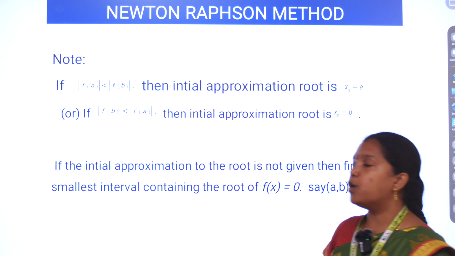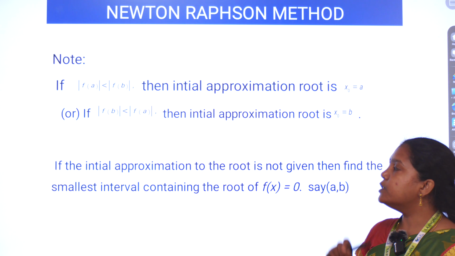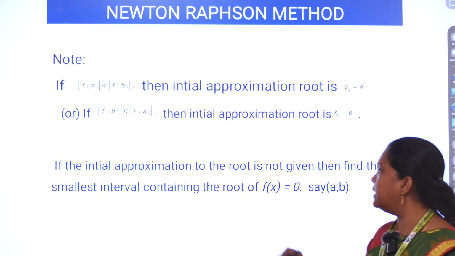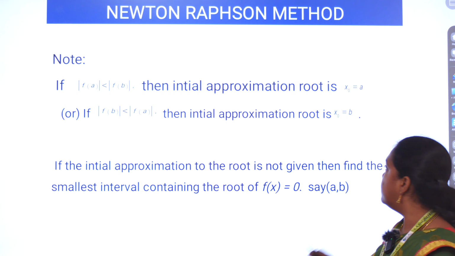If the initial approximation to the root is not given, we consider the smallest interval containing the root of f of x, say a comma b.